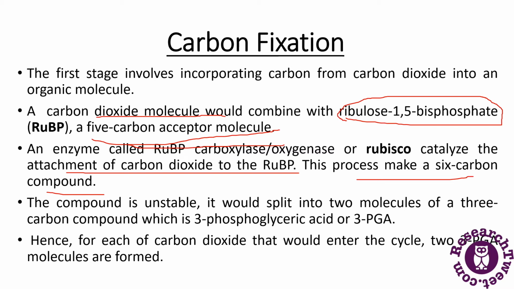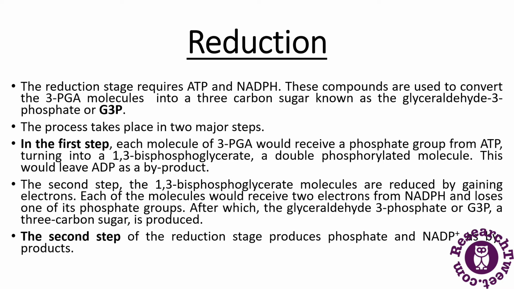The compound is very unstable, so it splits into two 3 carbon molecules, which are 3-phosphoglyceric acid. Hence for each carbon dioxide that enters the cycle, there will be 3-PGA molecules formed. We will be discussing all these in the cycle in detail also. The next step which comes is the reduction step. In case of reduction, this is the next phase.